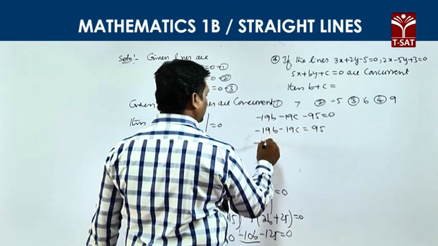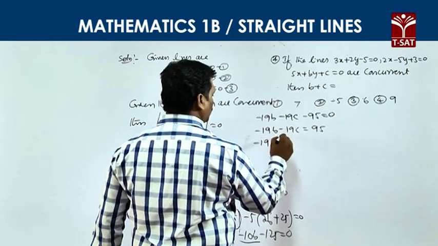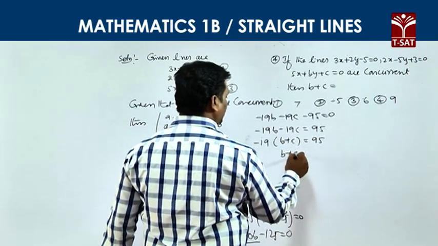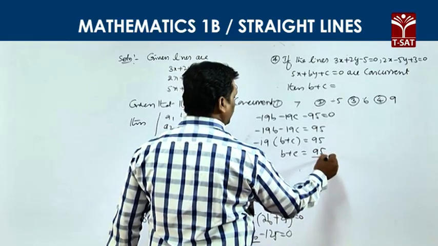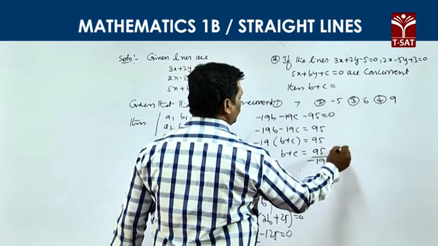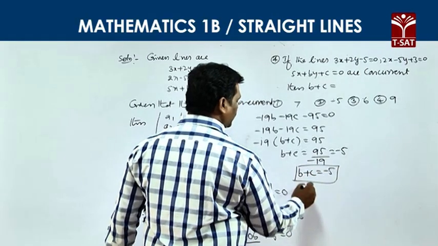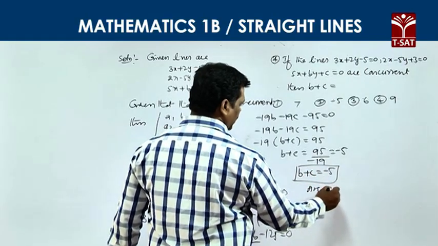Taking −19 common, b + c = 95 / (−19), which is −5. Therefore b + c = −5. So your answer is the second one.